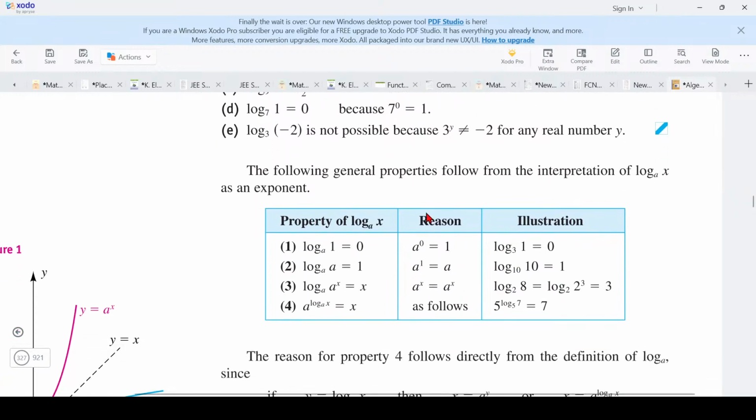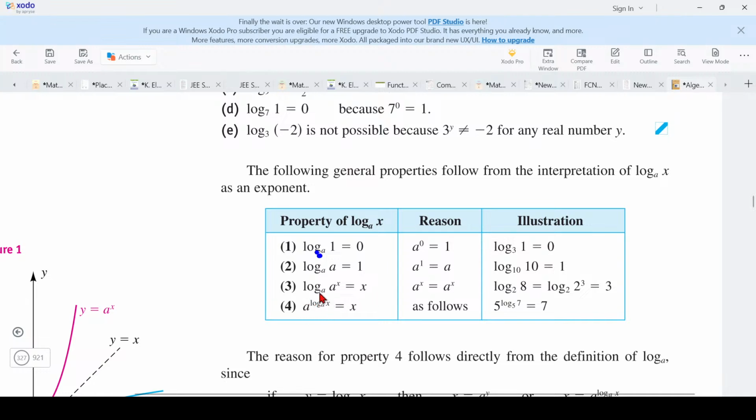Do you agree with this? Log 1 to the base anything is 0. Agreed? A power 0 is 1. Now log a to the base a, what should this be? It should be 1. A power 1 equals a. Now log a power x to the base a equals x. Do you agree? Because a power x equals a power x.